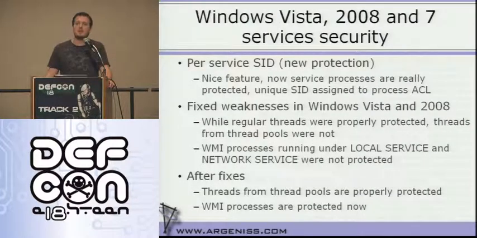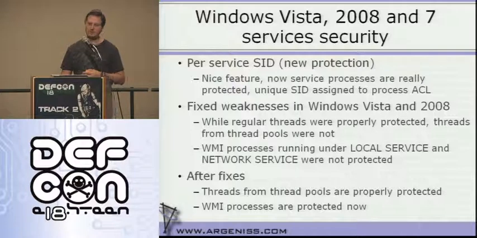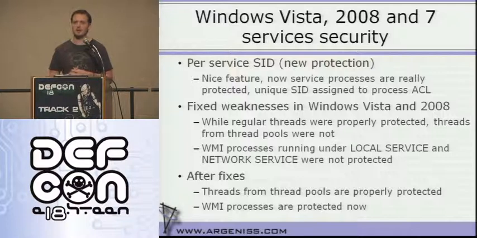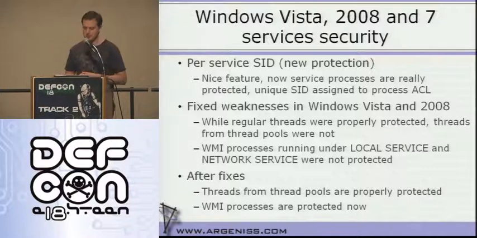On Windows Vista 2008 and Windows 7, one of the new protections added by Microsoft is called per-service SID. This is a really good protection. Basically, what they do is put a special ACL in the process object. For instance, we have a service running under the network service account. They remove the network service account from the ACL of the process and insert a unique SID in the ACL. This means that other processes running under the network service account won't be able to access these processes because they don't have permissions.